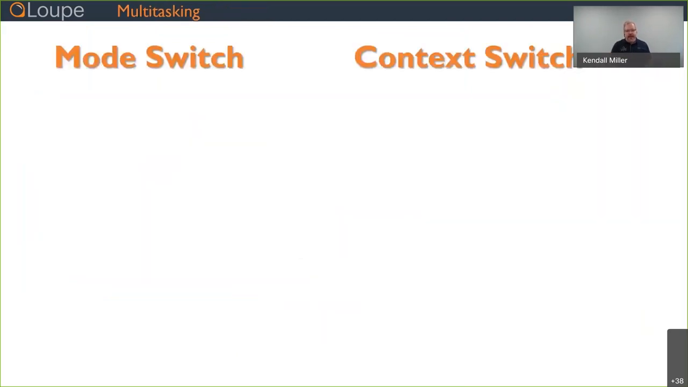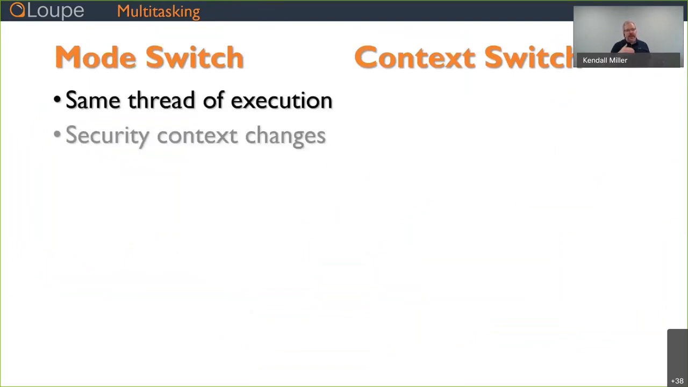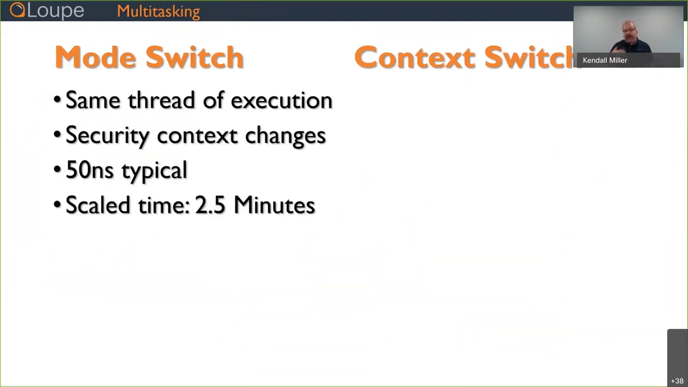So if we compare these guys, a mode switch happens when we have the same thread of execution, but we're going into that high security context of the kernel. It takes about 50 nanoseconds on a modern processor to do that. Same processor I was using before, desktop processor. So that's a lot of time. In fact, if we scaled one clock cycle to be a second, that's 2.5 minutes of time.